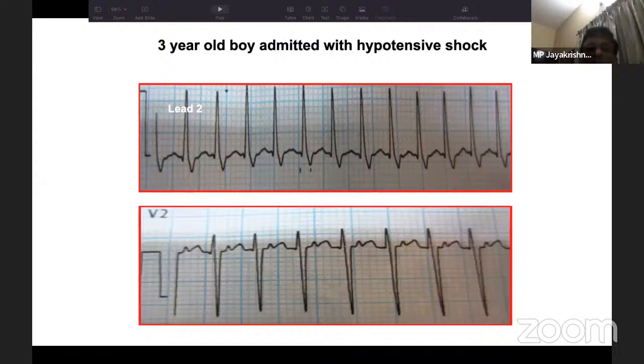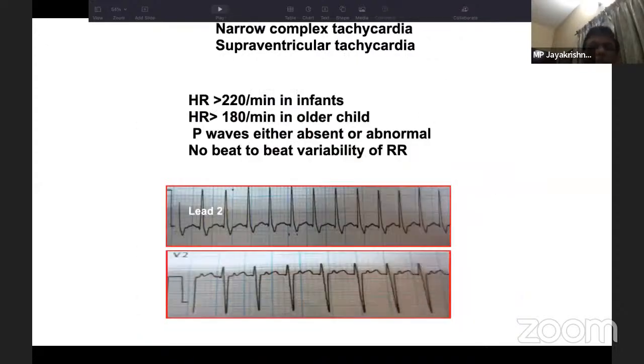This one, a 3-year-old child, was admitted with shock. It is, I think, rather obvious, a very fast heart rate. Can you see the P waves anywhere? P waves are there, but look at V2. There are P waves actually following the QRS complex, which is obviously not normal. So this is actually a narrow complex tachycardia.